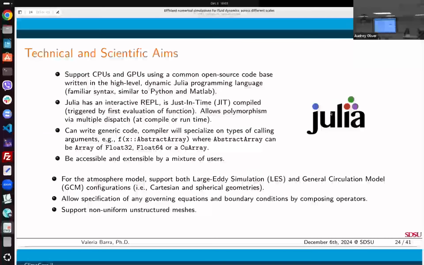Julia has an interactive REPL, which uses just-in-time compilation. You can write generic code, and the compiler will specialize at runtime on the different types of arguments. This is similar to polymorphism in other languages like C++, but Julia does it this way. Julia is accessible and extensible by a mixture of users. By having a very user-friendly interface, we could have entry-level contributions by, let's say, students or anyone who wanted to approach it.